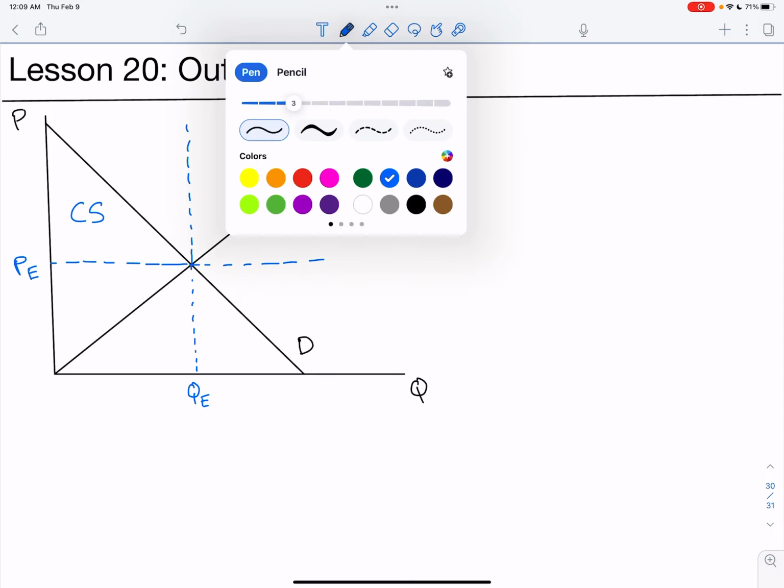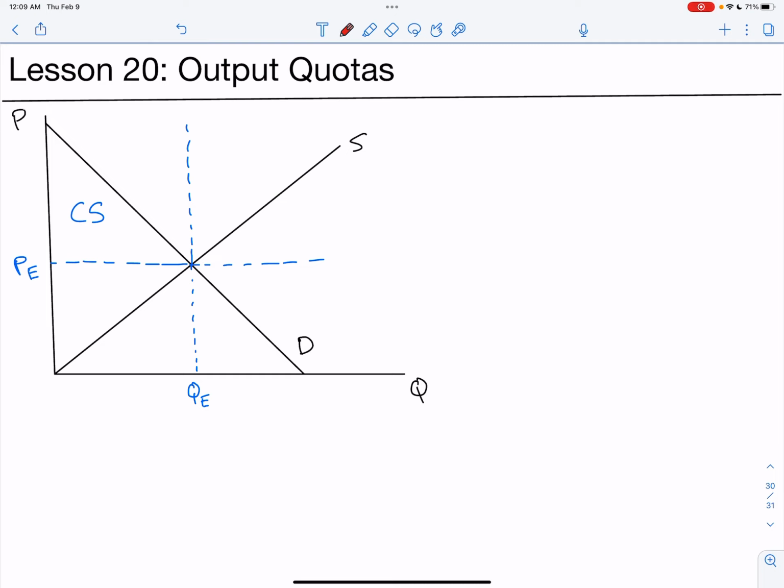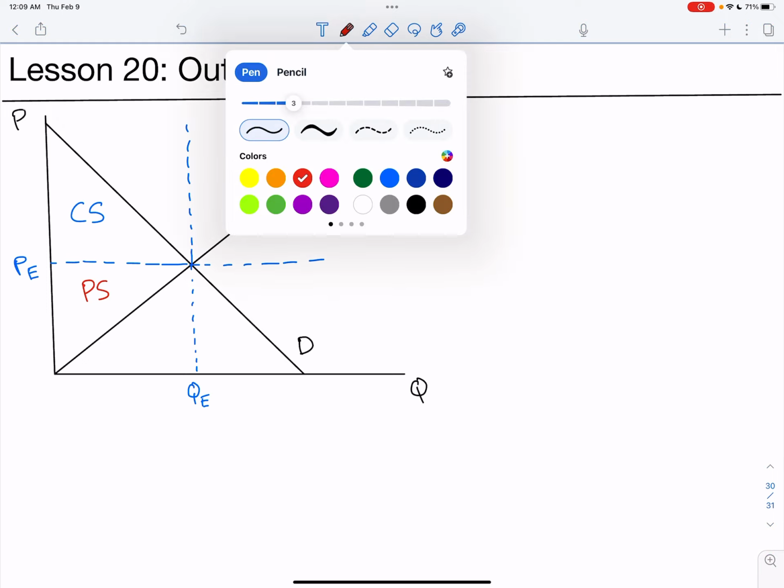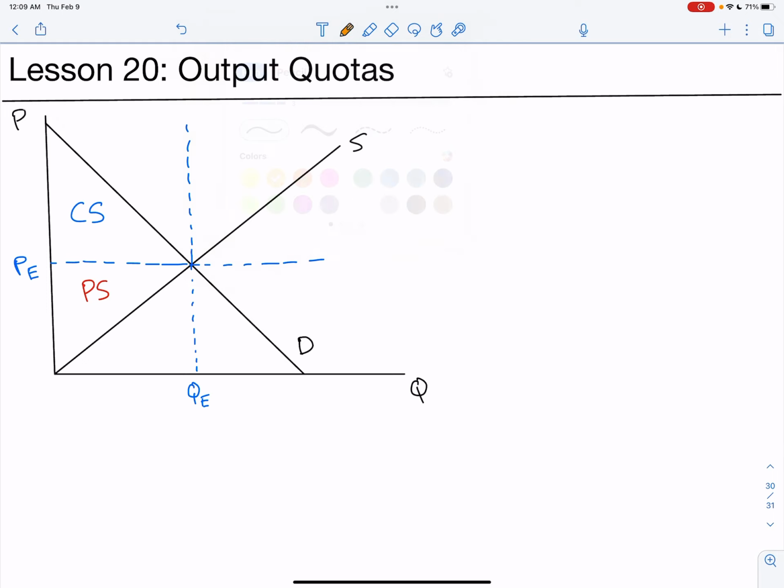Okay, and then the area below the equilibrium price line, above the supply curve, and of course to the right of the axis, gives us our producer surplus. And of course we have the identity CS plus PS equals ES. ES is our economic surplus. So this entire area that I'm shading in orange is our economic surplus at equilibrium, right?